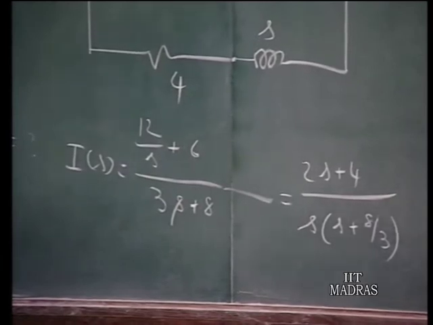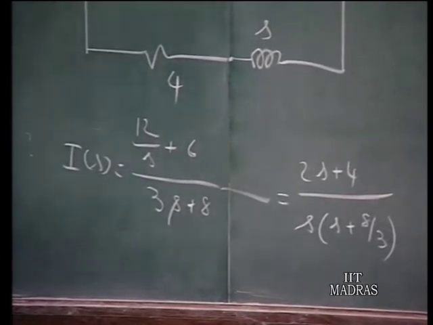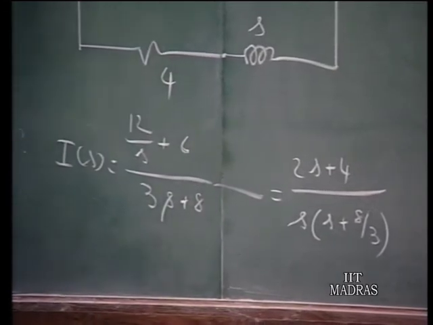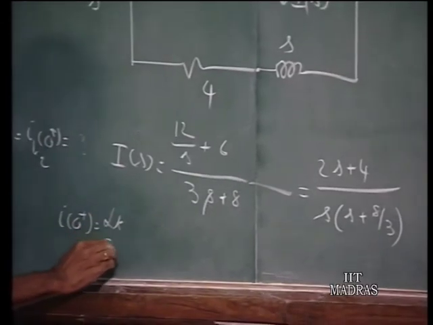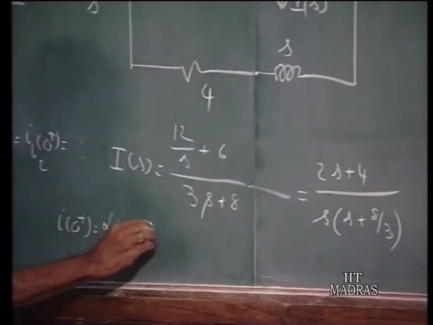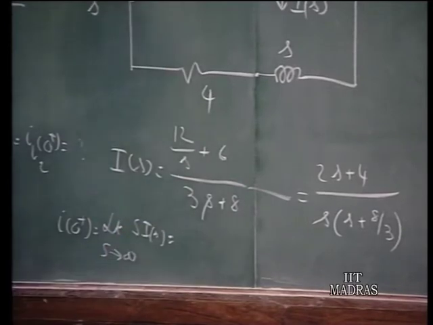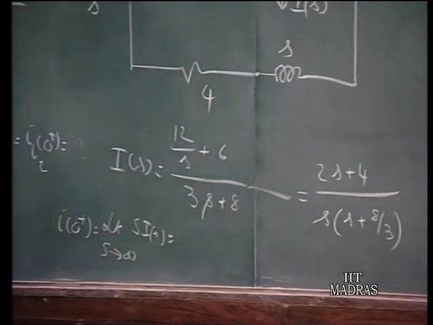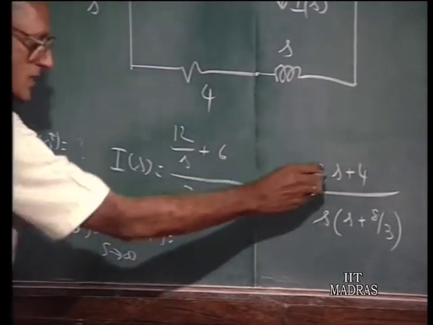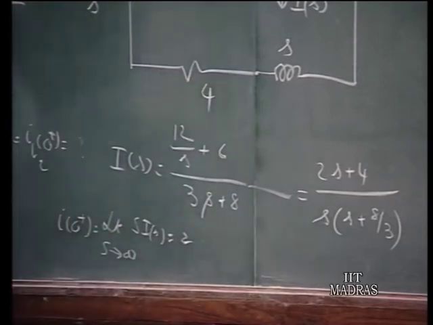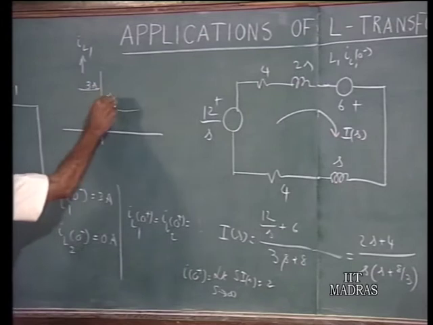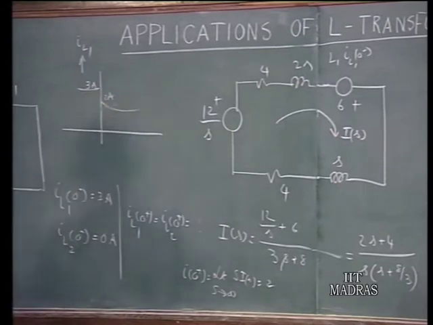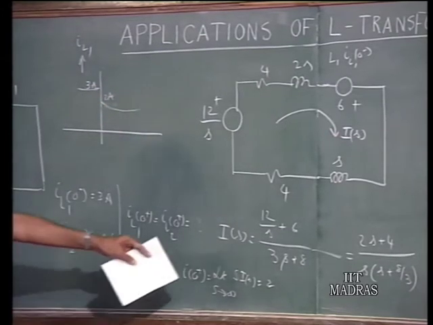Now, we can make the partial fraction expansion, find out the I of t, but before that let us find the initial value of the current. I0 plus equals limit as S tends to infinity of S times I of S. So, when you multiply this by S and take the limit as S tends to infinity, that becomes 2S squared by S squared, therefore, this is 2. That means this current from 3 amperes has jumped to 2 amperes at t equals 0 plus. So, automatically you find out the I0 plus.